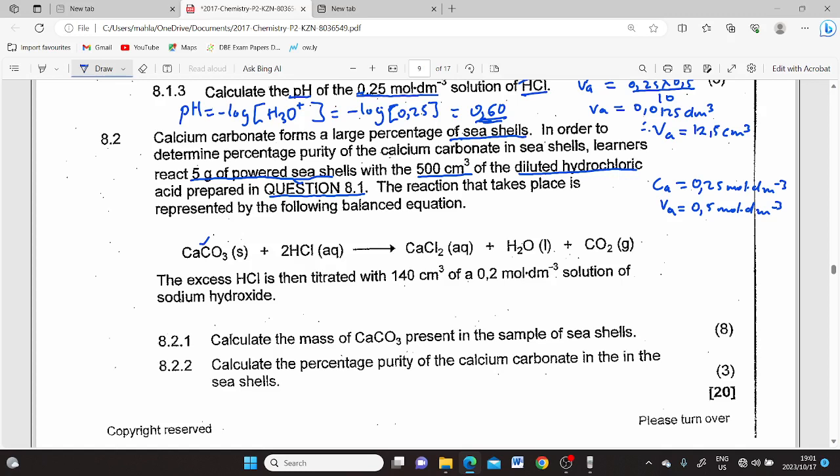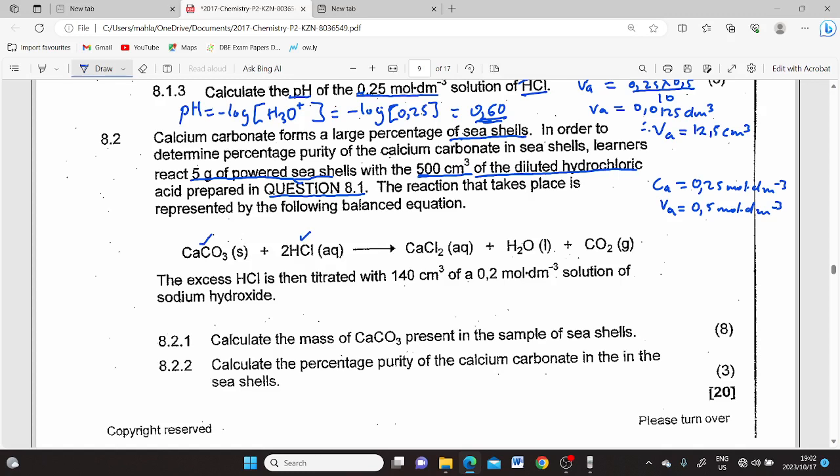All right. Now they're saying we're taking 5 gram powdered seashells with the 500 centimeter cube of the dilute hydrochloric acid prepared in 8.1 with this concentration. The reaction takes place and is represented by the following balanced equation. So this is the one where we're reacting with HCl. Now these will be the products.